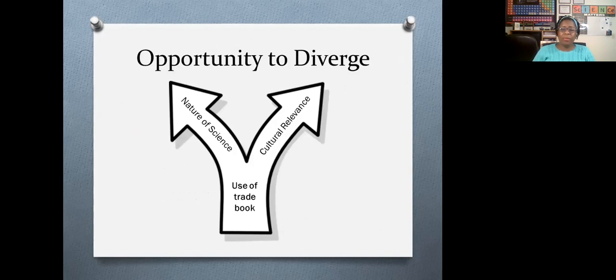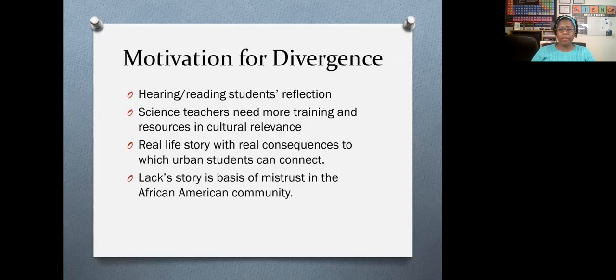So, having seen this, for me, this was an opportunity to diverge from the focus of nature of science using trade books to a focus on cultural relevance as we talked about these trade books. And my motivation for the divergence was hearing and reading students' reflections. It was also knowing that science teachers need more training and resources in cultural relevance. Having been trained as a teacher evaluator, I know that cultural relevance is one of the things that teachers are evaluated on, particularly in our district.